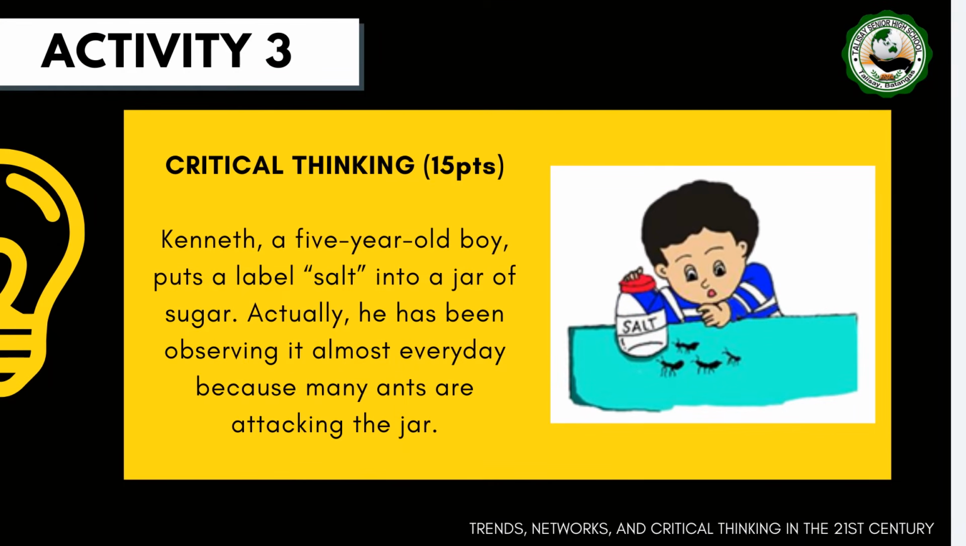Okay, for activity 3, we're going to apply critical thinking skills. So this is for 15 points. So as you can see, we have a picture and it has a scenario. It says, Kenneth, a 5-year-old boy, puts a label salt into a jar of sugar. Actually, he has been observing it almost every day because many ants are attacking the jar.